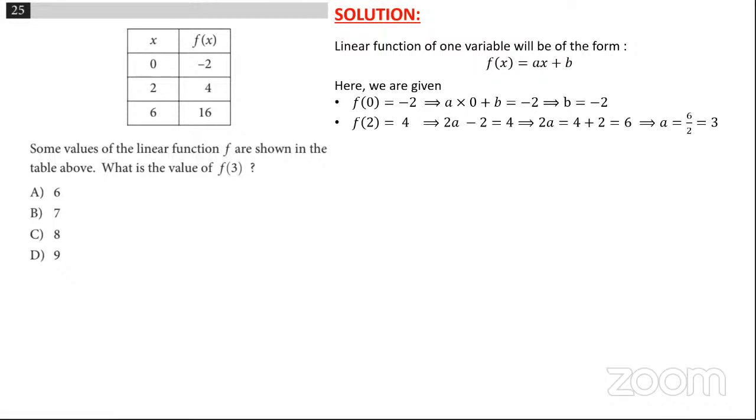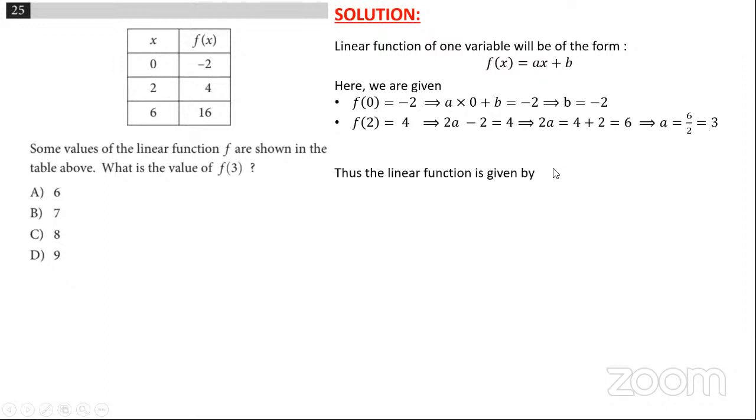Okay, so 2a equal to 4 plus 2. Taking 2 to the other side, we get 2a equal to 4 plus 2, which is 6. Now dividing throughout by 2, we get a equal to 6 by 2, which is 3.